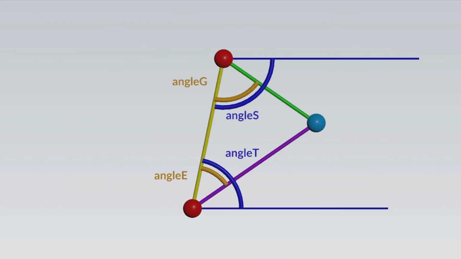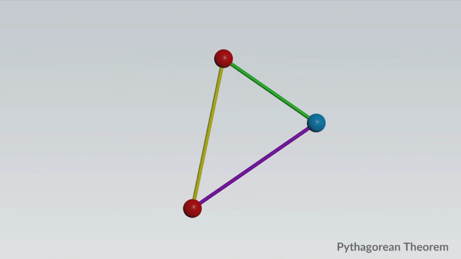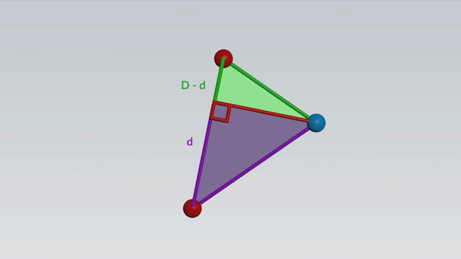What we're going to do is take our 2 angles and subtract them to get our desired angle. So if we take our orange section and subtract it from the blue, we end up with our red desired angles and an expression based on those 2 angles. The Pythagorean theorem applies to right-angled triangles. So we're going to drop down a perpendicular, which is going to give us 2 right-angled triangles, the green one and the purple one. What I've done is chopped the vector D into 2 parts. So we have big D minus little d and little d.